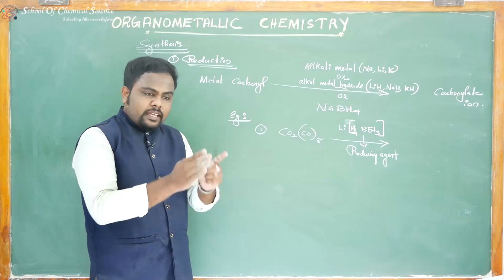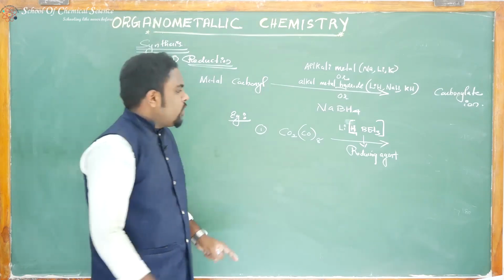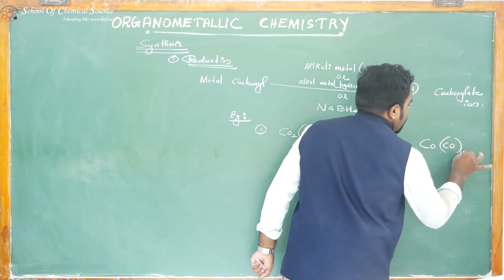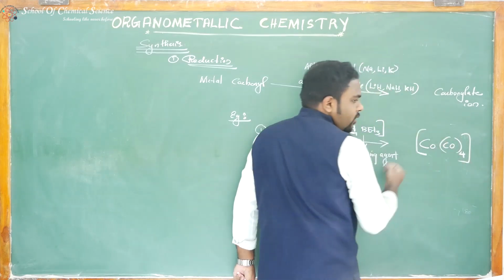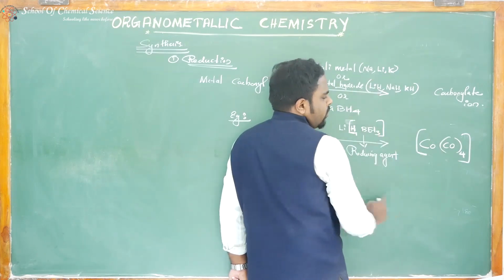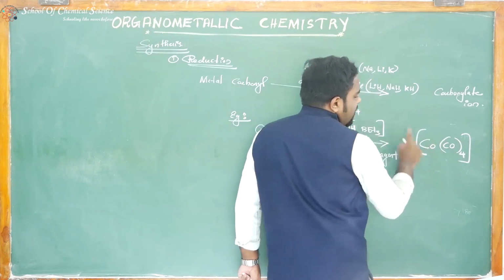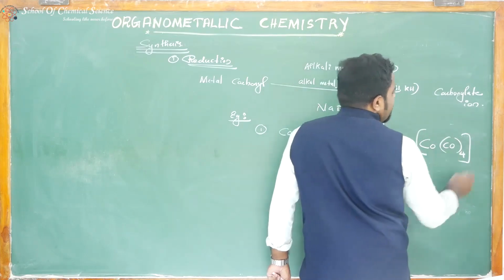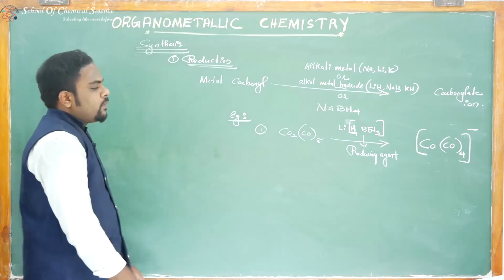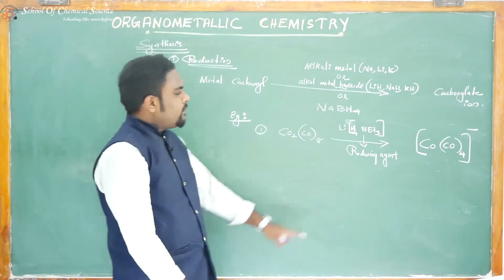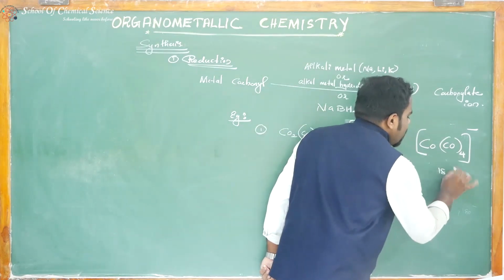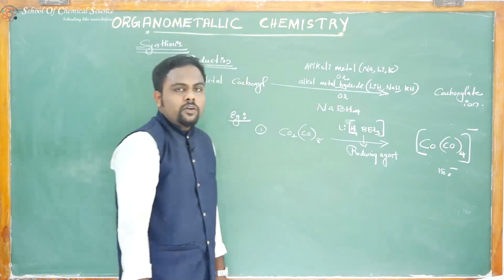If two metals are there, divide equally. Co(CO)4. What is the electron count of this one? Always the product will obey the 18 electron rule. Here cobalt 9 plus 8 is 17, so add one more negative charge, 18. So your product will be Co(CO)4 negative according to the 18 electron rule.